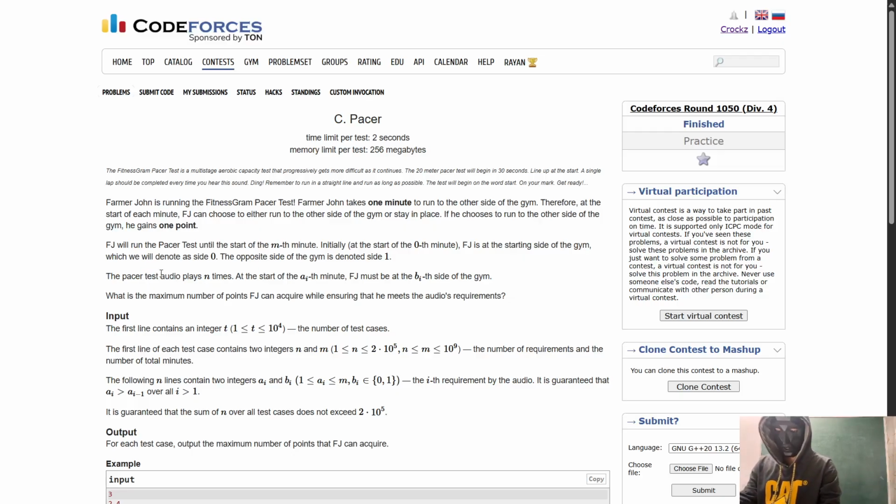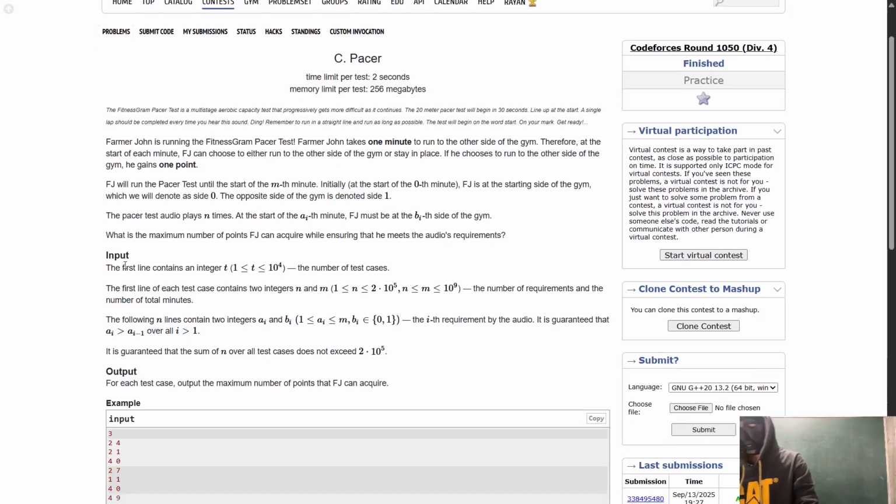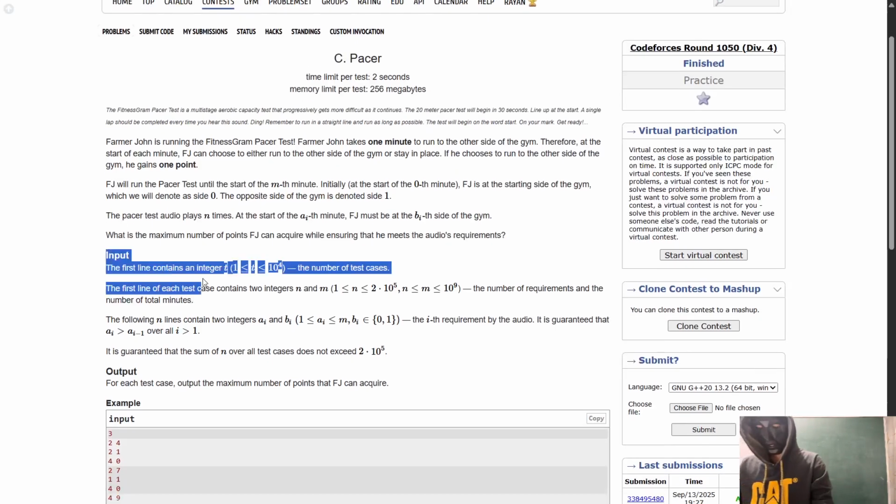The pacer test audio plays n times, and at the start of the aith minute, Farmer John must be at the bith side of the gym. So what is the maximum number of points Farmer John can acquire while ensuring that he meets the audio requirement? So we have to find the maximum number of points. Let's take the input.